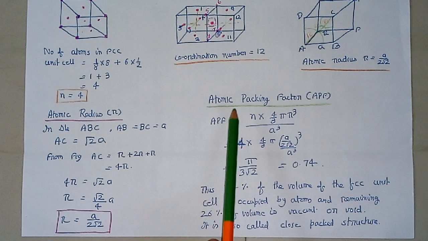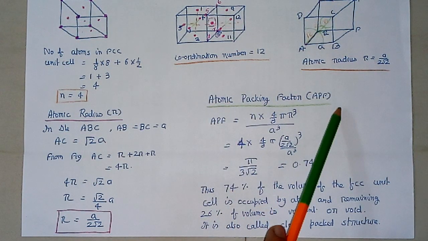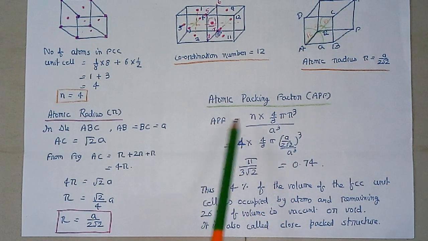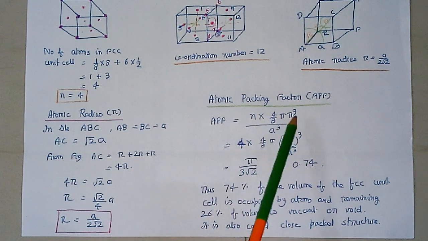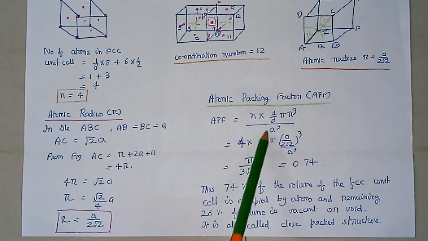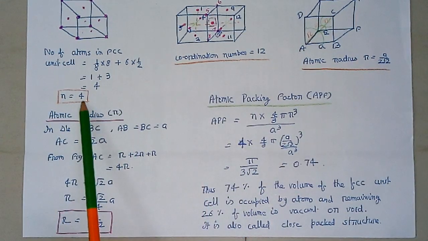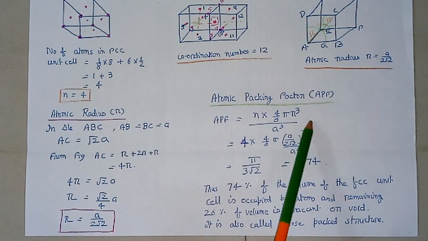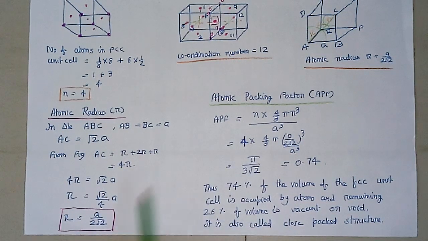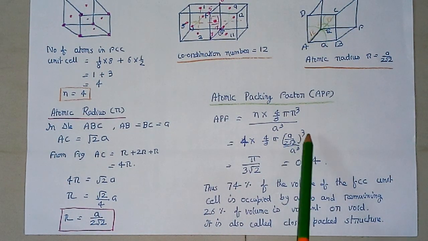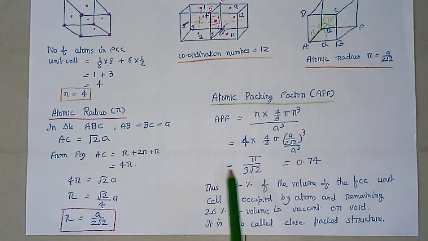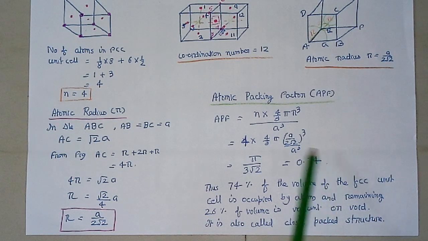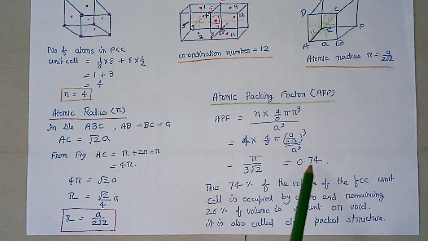So what is the atomic packing factor for this FCC crystal? APF equals number of atoms into volume of atom upon volume of unit cell. What is the value of N here? N equals 4, so it is 4 into 4 by 3 pi R cube, with R equals a upon 2 root 2, so (a upon 2 root 2) cube upon a cube, that equals pi upon 3 root 2, that equals 0.74.